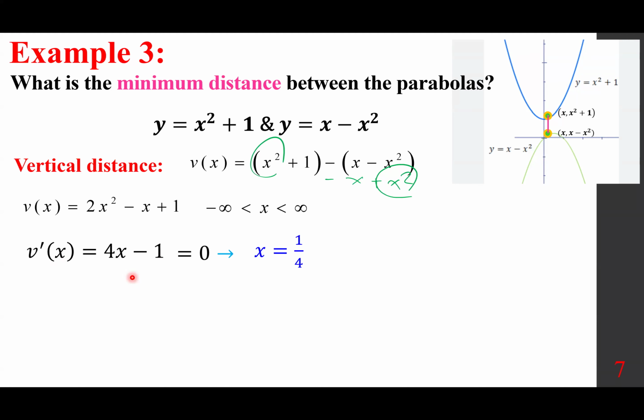V double prime, we're going to go with the second derivative test, which is the easiest one. It's just 4, which means it doesn't matter what x is. You really have to evaluate it at this critical point, but it's independent of x. It's always positive.